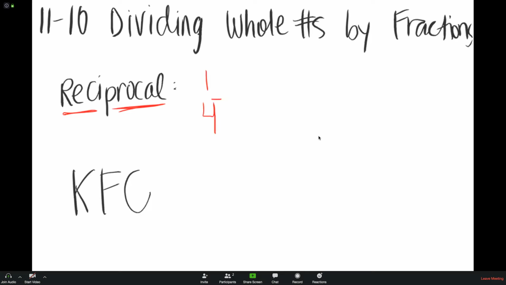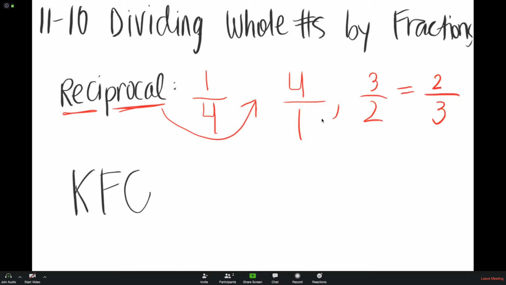So for example, if we have the fraction 1 over 4, its reciprocal would be 4 over 1. So you notice how the 1 is now on the bottom and the 4 is now on top. So here it's the opposite, okay? We can do 3 over 2, and its reciprocal would be 2 over 3. So it's always the opposite. Whatever's on the top becomes the bottom, whatever's on the bottom becomes the top, okay?